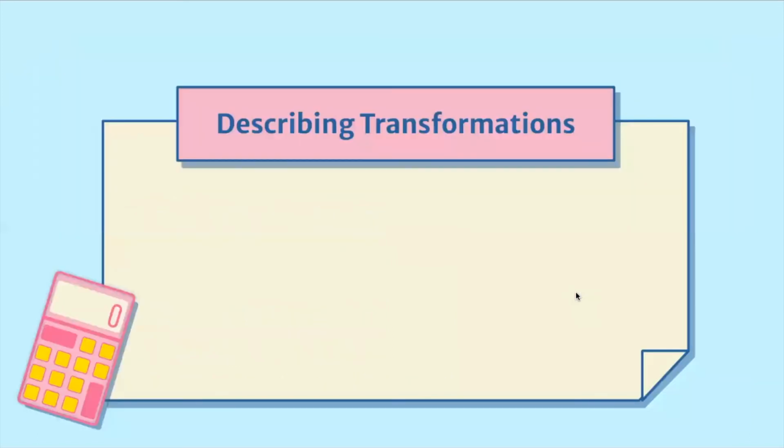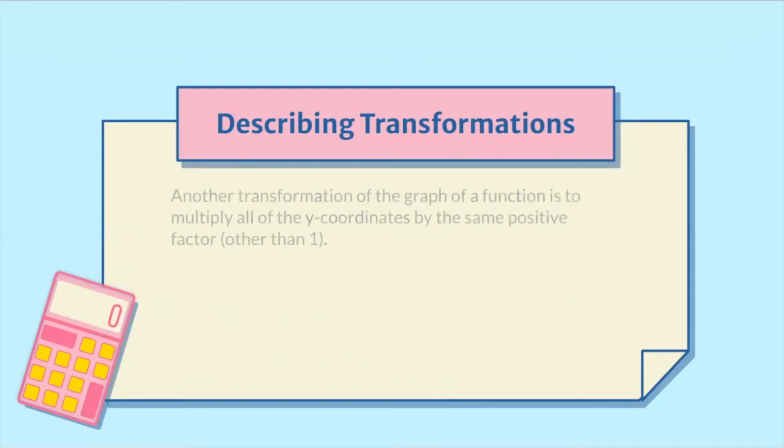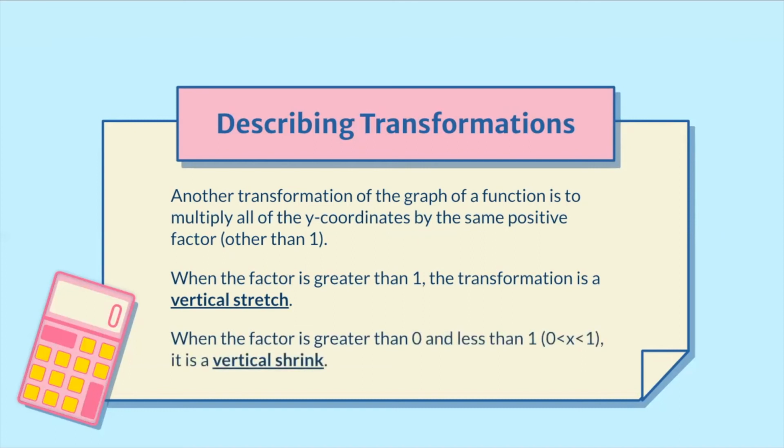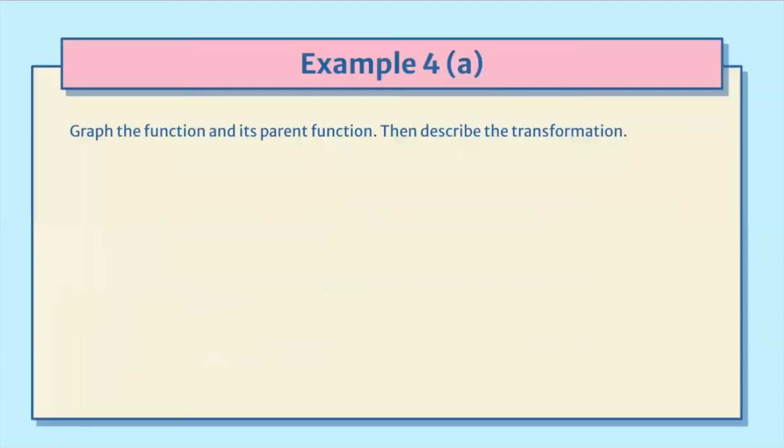So the next transformation that we're going to talk about involves multiplying all of the y coordinates of a function by the same positive factor other than 1. So this is either called a vertical stretch if the factor is greater than 1, or a vertical shrink when the factor is between 0 and 1. So now we are going to graph g of x equals 2 absolute value of x.